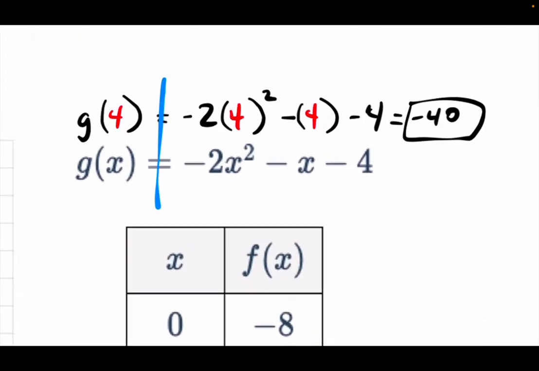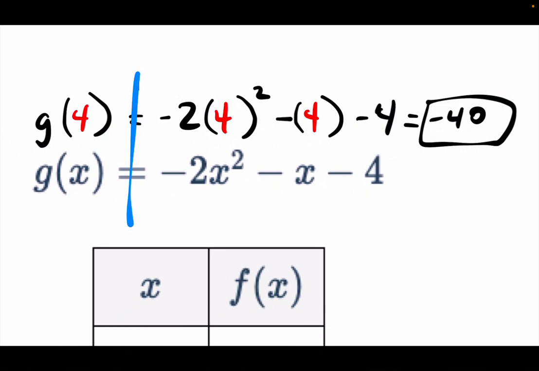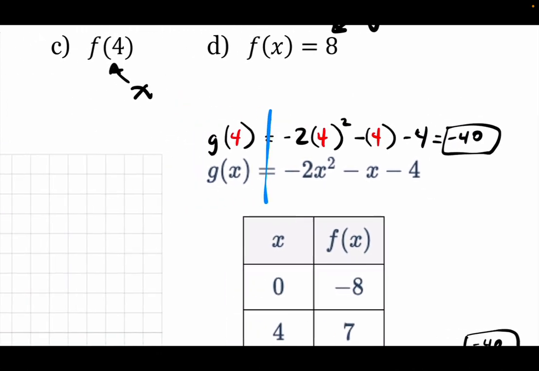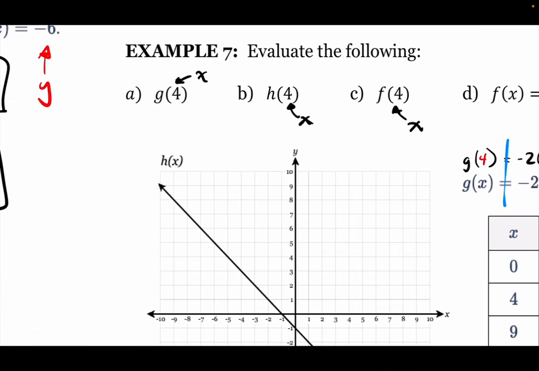So when you're doing independent work, that's the work I want to see. It's not a lot, but that's the work I want to see so that I know you know where it came from, right? Okay? So negative 40 is the first one. So we got negative 40 over here.